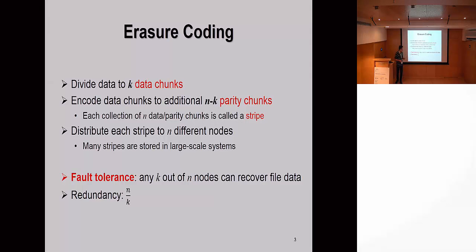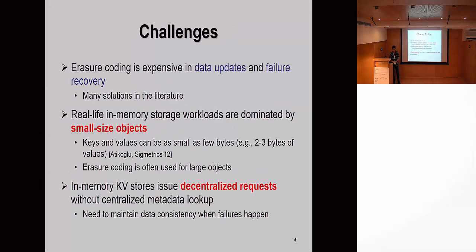The redundancy here we define as n over k. Typically, we want this to be less than 2, because if it's greater than 2, that is like replication. So we want something like 1 point something for the redundancy. Now, there's no free lunch for using erasure coding. There's a high performance overhead, particularly in data updates and recovery. There are many solutions proposed in the literature, either by proposing new erasure code constructions or proposing new schemes that work for general erasure codes.